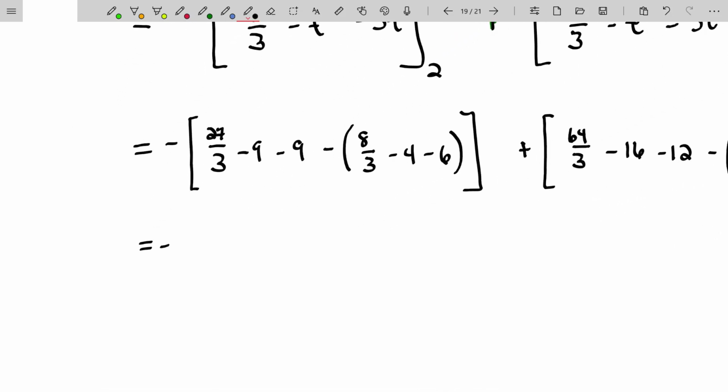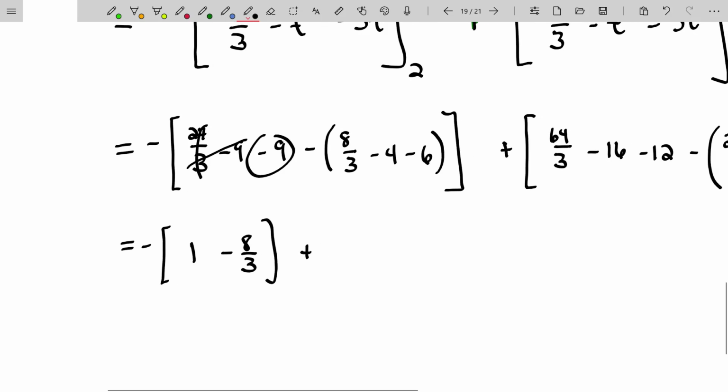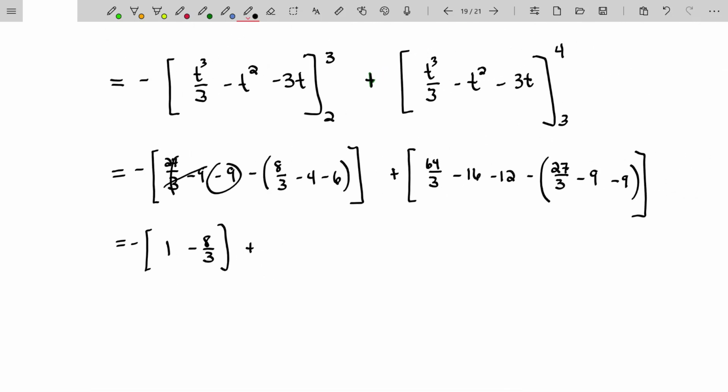Cleaning this up, I'll keep that negative on the outside. 27 thirds is the same thing as 9 minus 9, so those cancel out beautifully. I have a negative 9. Losing a negative 10 is adding 10, so we have 1 minus 8 thirds here. Plus, 3 does not go into 64, so I'll leave that 64 thirds there for the moment. This is minus 18. And this is 9 minus 9, that's gone. Plus 9, 18. Negative 18 plus 9 is negative 9, actually.